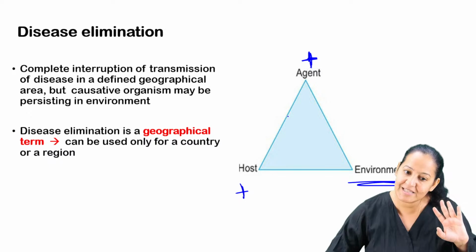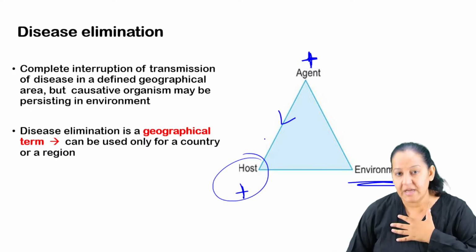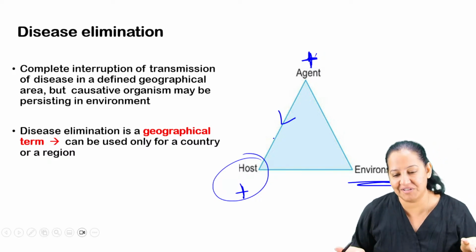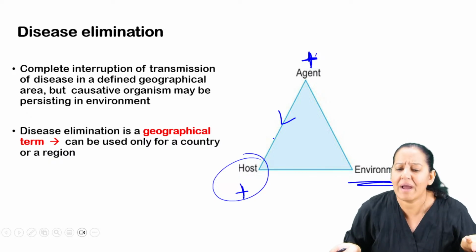How will the host have the disease? When the agent enters inside the host, then only the host can have the disease. The host is human. If the bacteria enter me, then only I will have the disease. Virus enters me, parasite enters me, fungus enters, then I will have the disease. Otherwise, how can I have the disease?